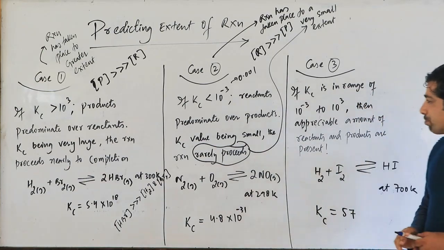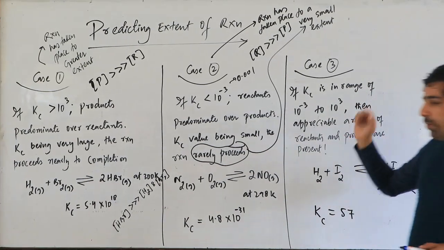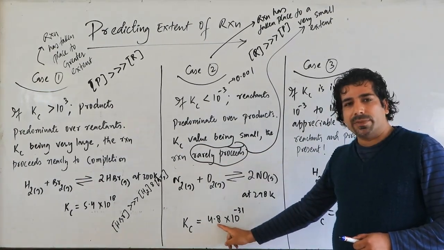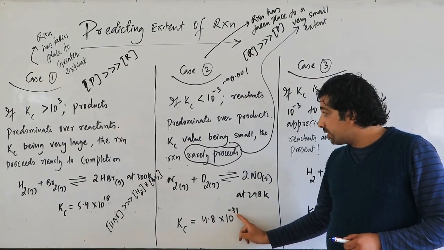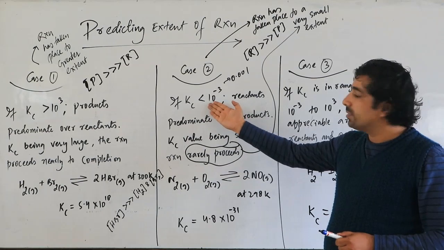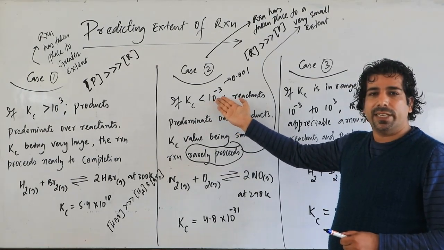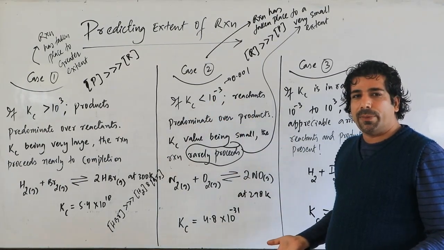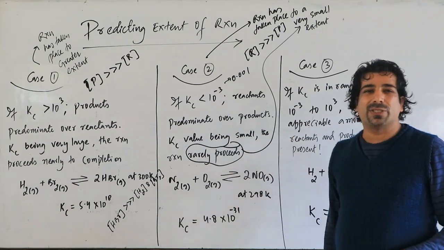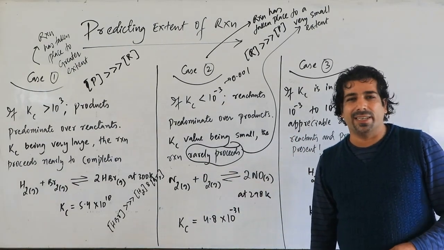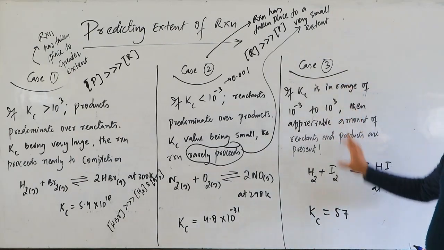So let's look into case number 3. But before looking into it, have a look here. Kc value is here 4.8 × 10^-31, and that is less than 10^-3. So obviously, my dear friends, what happens? The reaction here at this particular point has taken place to a very, very small extent, or rarely. So now look at case number 3.